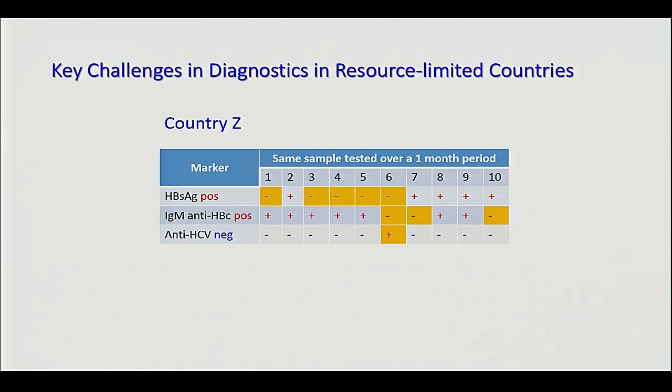For hepatitis B, 50% of the time you had false results. For core, you had three false results. And if you happen to give your sample on this particular day, you have a false positive. And when we did the analysis, because this is the same lab, they have the same equipment, same sample, nothing changed from lab to lab.